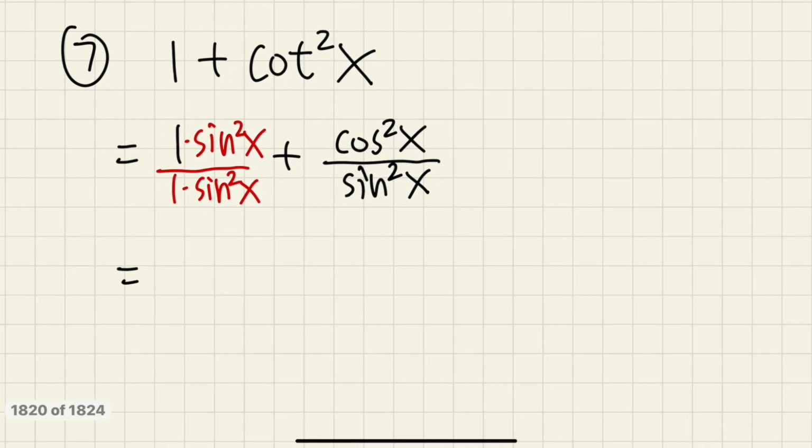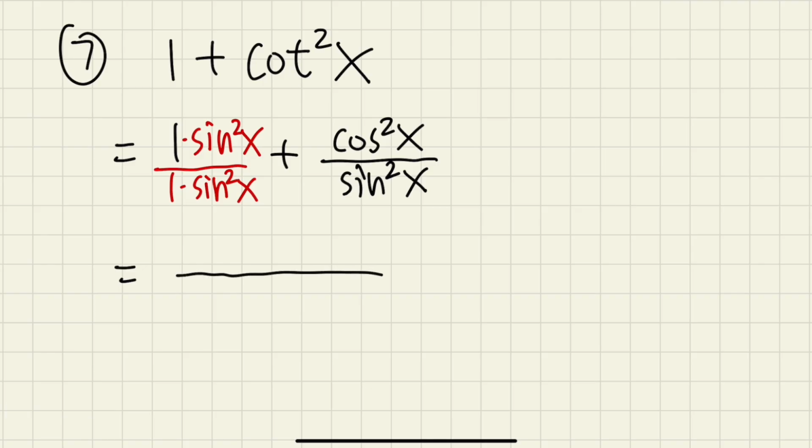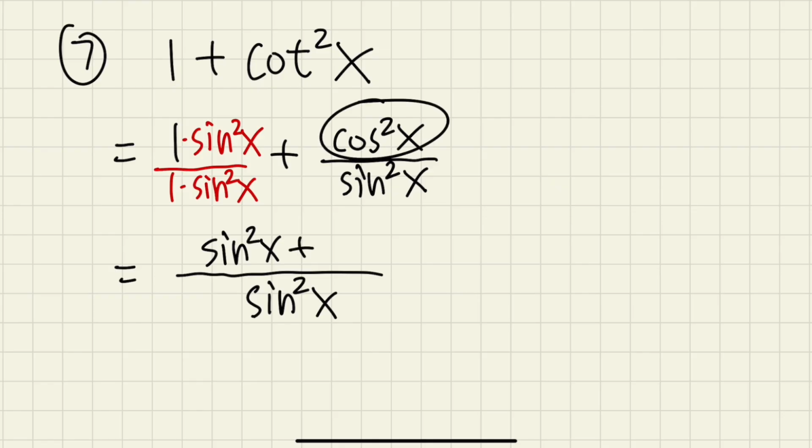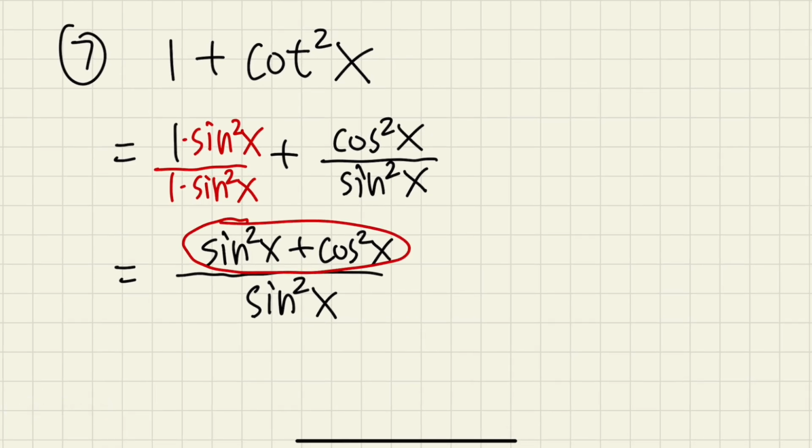Okay, so to continue, both of them have the same denominator, namely sine squared x already, so let's write that down. And for the top, 1 times sine squared is just sine squared x plus this, which is cosine squared x. Have a look. This is the Pythagorean identity again. Sine squared x plus cosine squared x is just nicely equal to 1. So we are looking at 1 over sine squared x.